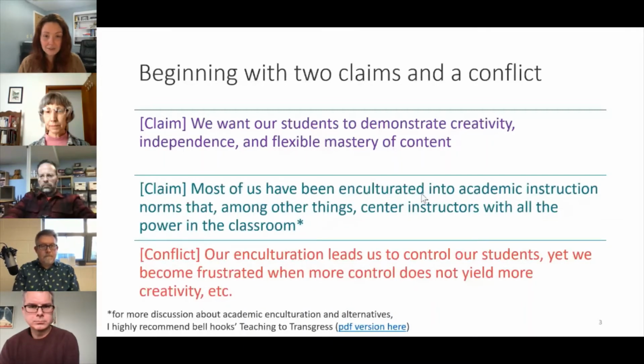But what I have found, and I think what many of us have found, is that there's this conflict between our enculturation to control our students, to really lock things down, and their creativity and independence and ownership. And so there's a lot of times when I talk to peers, colleagues, that are really frustrated because they show their students how to do it. They tell them how to do it.